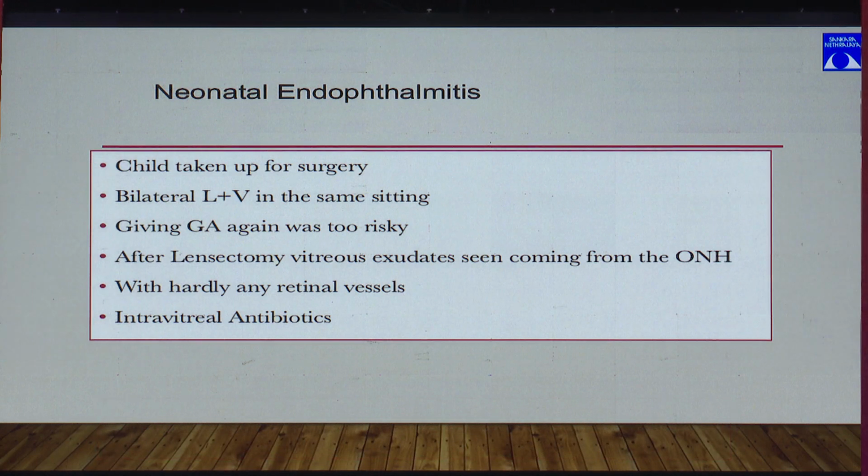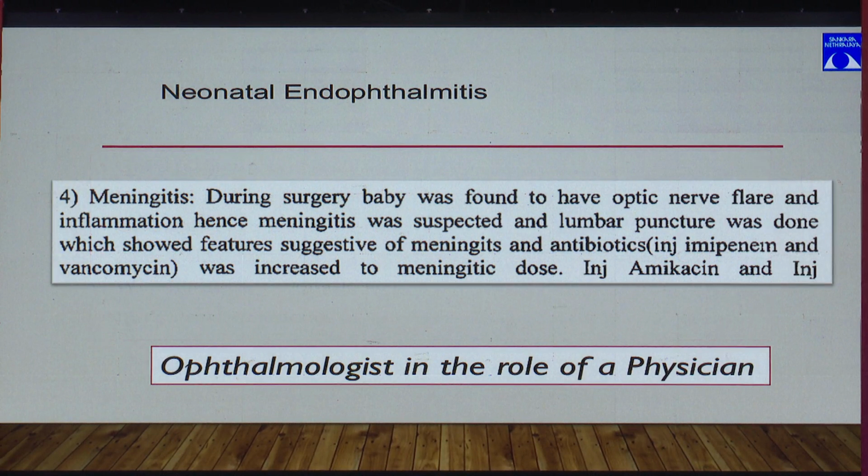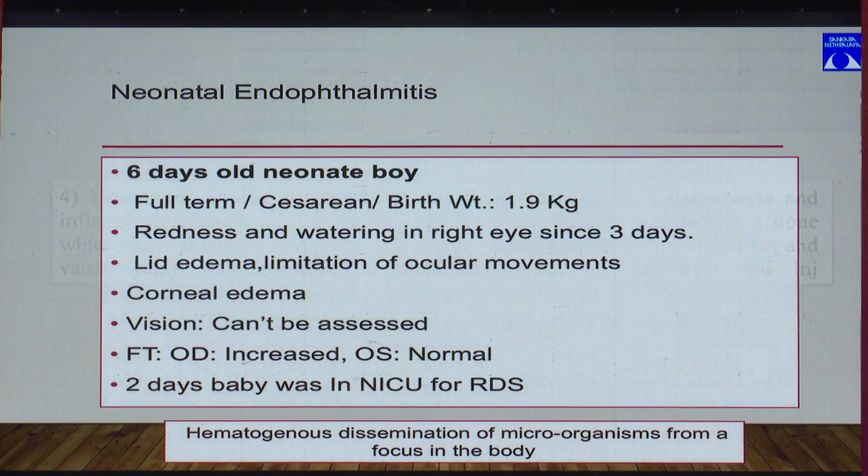Was taken up for bilateral surgery here in form of lens and vitrectomy, more for endophthalmitis than for ROP. And here, when I opened up the eye, I saw that there was vitreous exudates which was flowing out from the optic nerve. The patient had meningitis and septicemia, which was not picked up early on while the stay in an ICU. So the surgery gave us a systemic diagnosis as well.